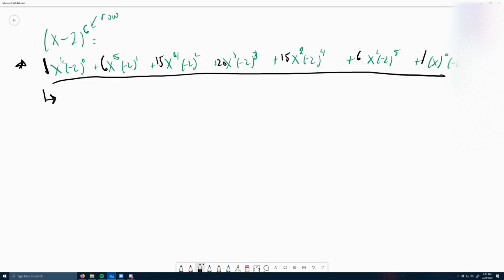What I mean by that is I want to multiply this whole thing out, each term out. This is 1 times x to the 6 times negative 2 to the 0. Now, I probably should just get my calculator out for the rest of this and not sit here and talk the whole time. So anyway, this is just going to be x to the 6th power plus, here, this is 6 times x to the 5th times negative 2 to the 1st. Again, this comes from row 6, the coefficients, row 6 of Pascal's triangle.